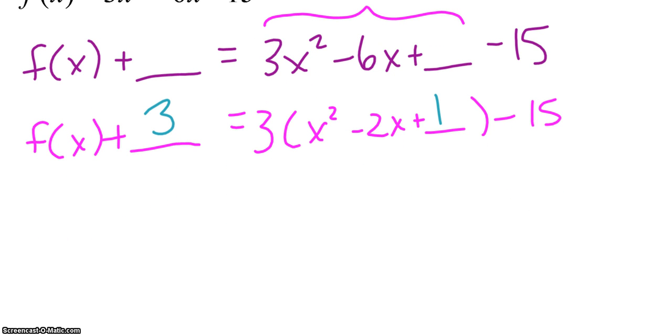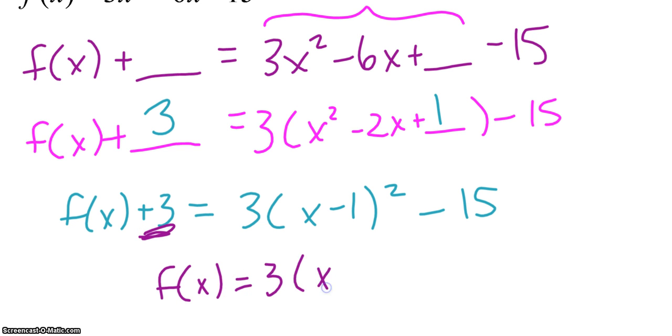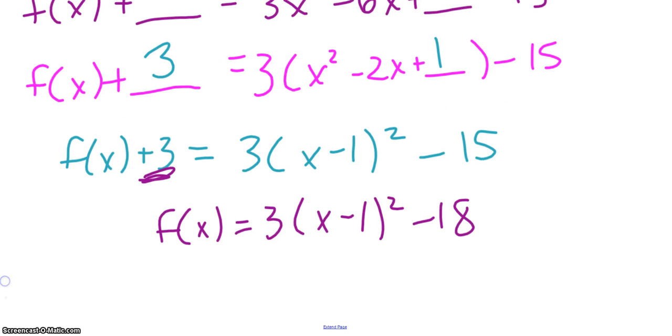So I got to put the 3 on the left-hand side. So leaving the left side alone, we get 3 times x minus 1 squared minus 15. We got to get rid of this plus 3 here, so we'll subtract 3 from both sides. So I get 3 times x minus 1 squared minus 18, which means that my vertex is positive 1, negative 18.